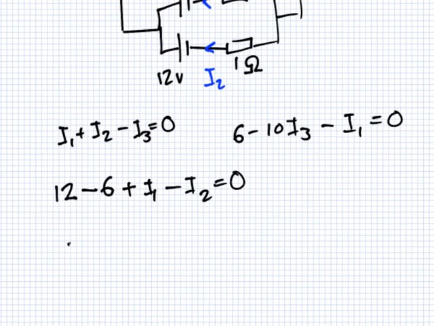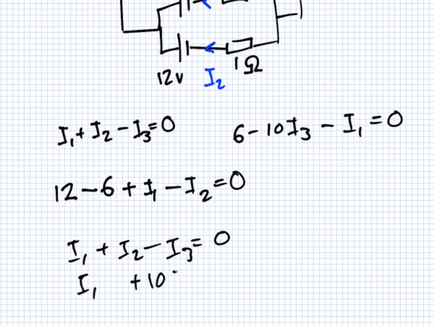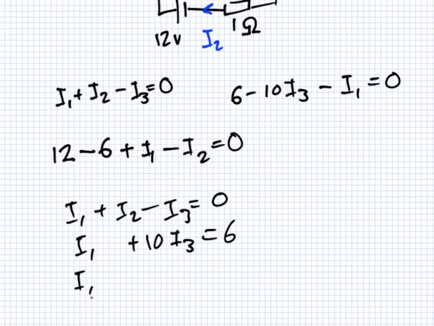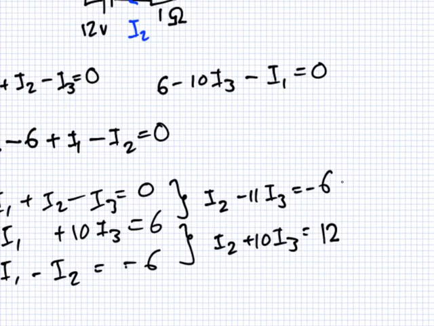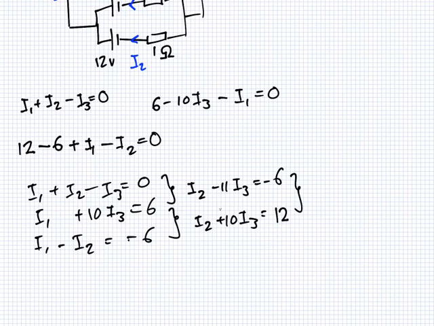I can say I1 plus I2 minus I3 equals 0. I1 plus 10I3 equals 6. And I1 minus I2 equals minus 6. 12 minus 6 is 6, minus 6 then. Okay, let's cancel I1 and I1. So I2 minus 11 I3 equals minus 6. I2 plus 10 I3 equals 12. Now, remember I said I'm looking for I3, so I'll just cancel the I2s. Nice. That is minus 21 I3 equals minus 18. So I3 equals 18 over 21.